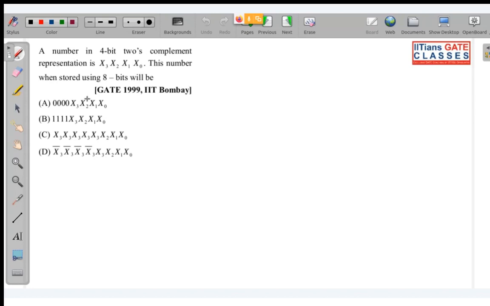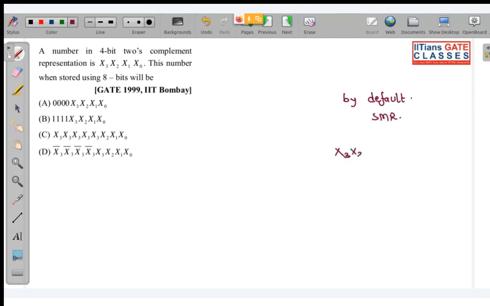So here they haven't mentioned whether this will be sign magnitude or what. If nothing is said, whether the 2's complement is a normal 2's complement or a sign magnitude representation, then by default you need to take sign magnitude representation. Okay, by default take sign magnitude representation.